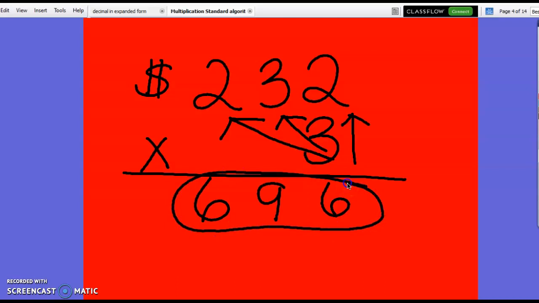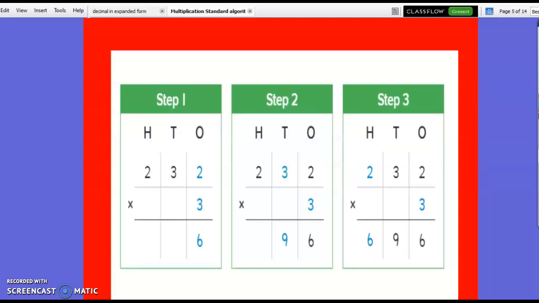So here we're going to try 2 more. And this time, I want you to be active in it. So here are those steps again. You have 232. We multiplied the first, 3 times 2, which is 6. Step 2, 3 times 3, which is 9. Step 3, 3 times 2, which is 6, for a total of 696.